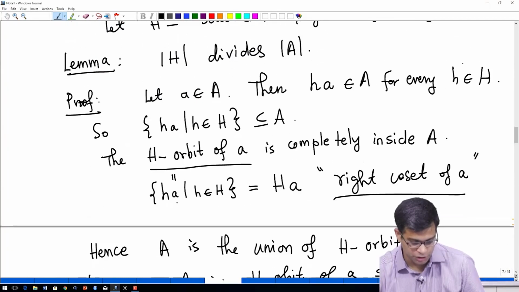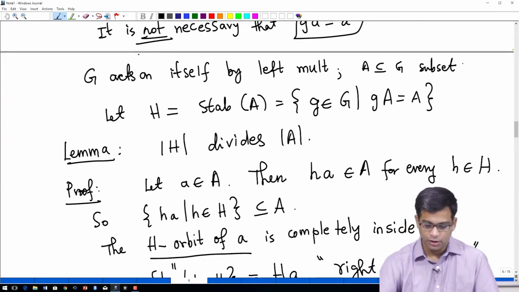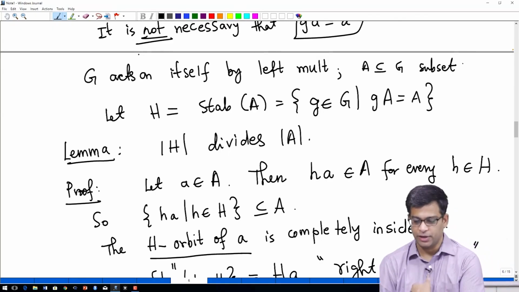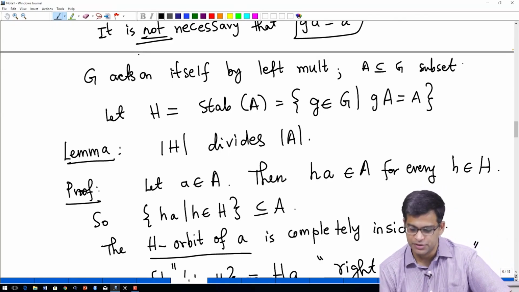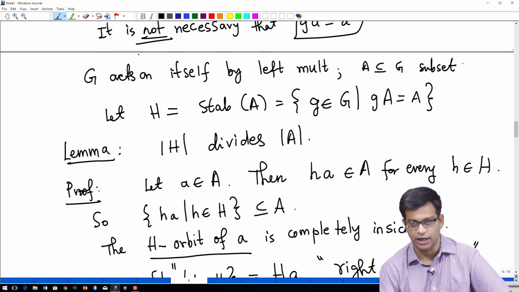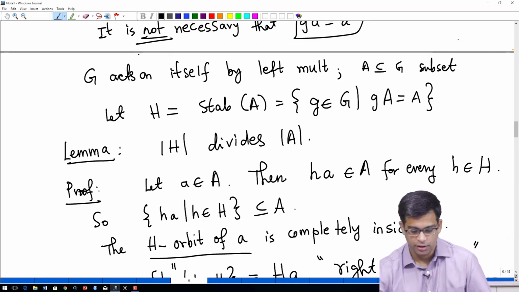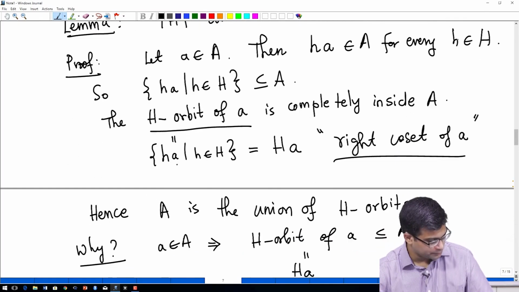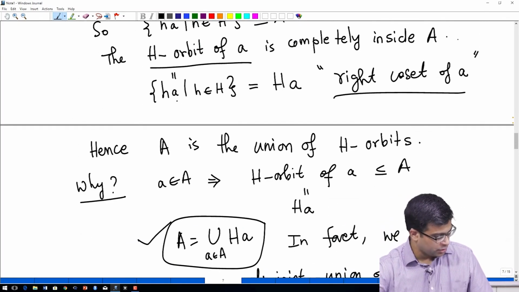So let us recall the proposition, or lemma I called it. If you have G acting on itself by left multiplication and you take a subset of the group G, and the subset is called A and H is the stabilizer of A, then order of H divides order of A. Okay, this is important for us when we do proofs of Sylow theorems later on.